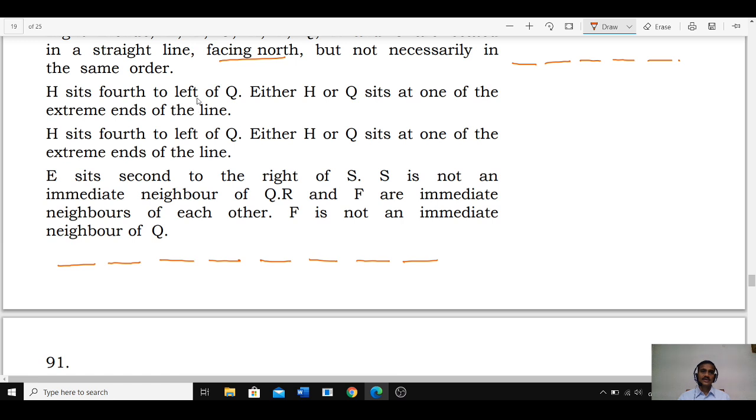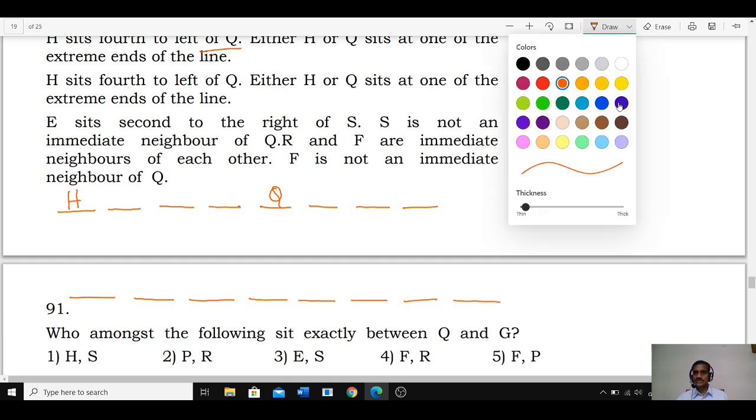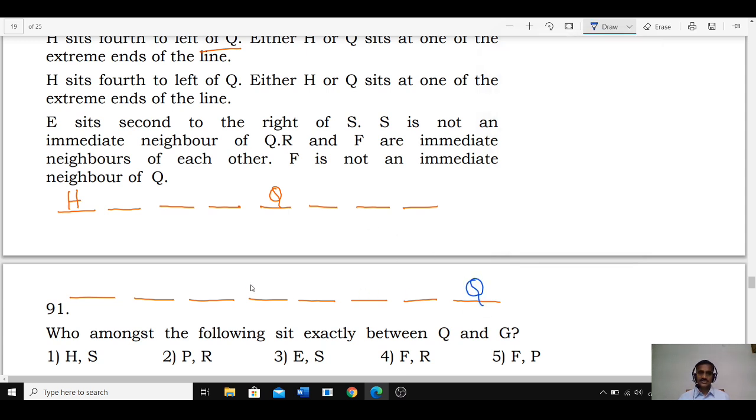8 persons. H sits 4 to the left of Q. Either H or Q sits at one of the extreme ends. If H is 4 to the left of Q, Q will be here. What is the second possibility? 1, 2, 3, 4, 5, 6, 7, 8. In this case, if Q is here, H sits 4 to the left of Q. Either H or Q sits at one of the extreme ends of the line.